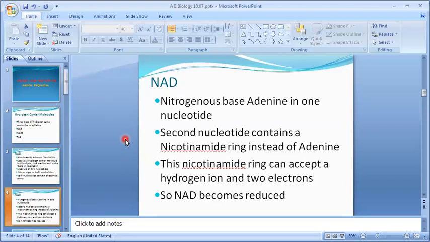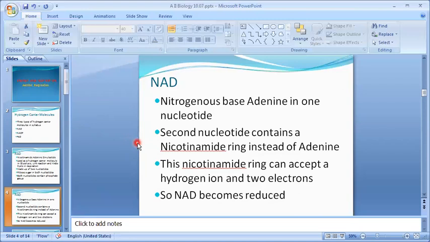What is the difference between the two nucleotides? In one nucleotide, the nitrogenous base adenine is present, while in the other nucleotide, a nicotinamide ring is present. So that's why the name is nicotinamide adenine dinucleotide.